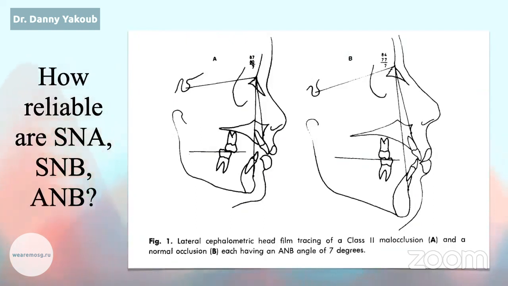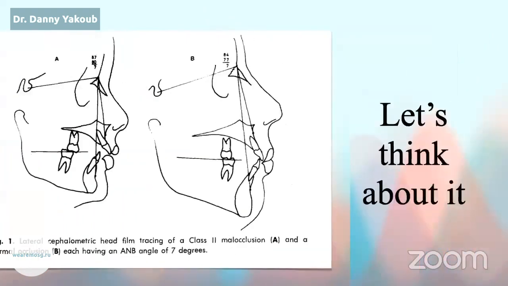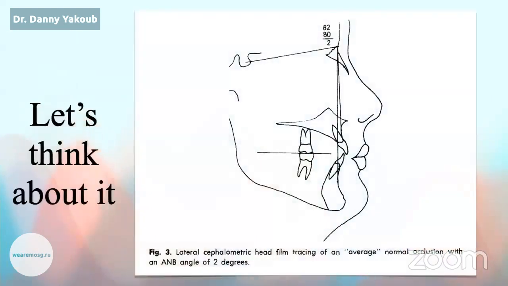So what's the difference? The ANB angle is the same in both of these patients, but the occlusion is different. So what should be the treatment plan? How should we treat our patient? Are the ANB, SNA and SNB reliable? There's a difference in the vertical pattern, and also in the vertical pattern there's a difference. So let's think about it.